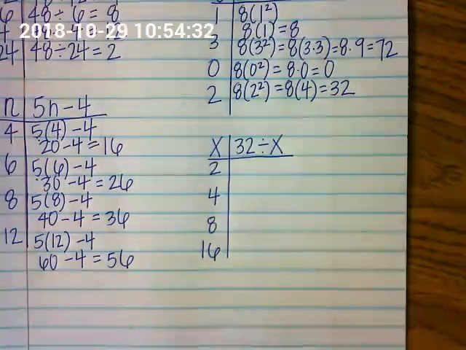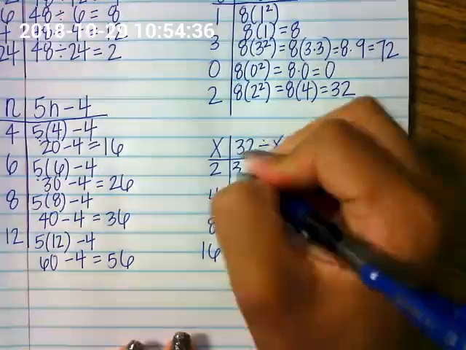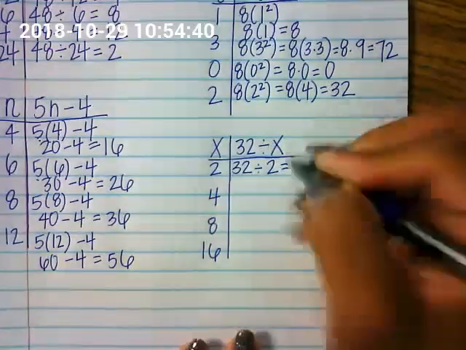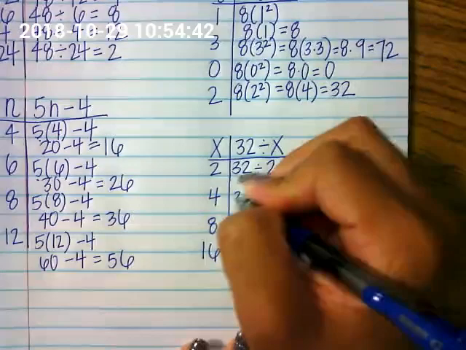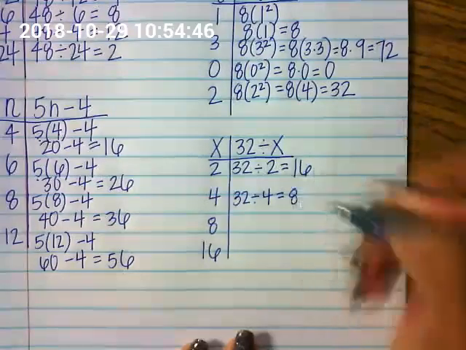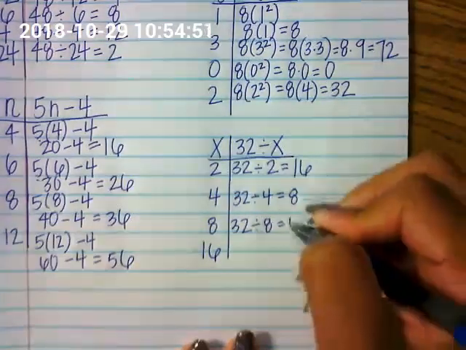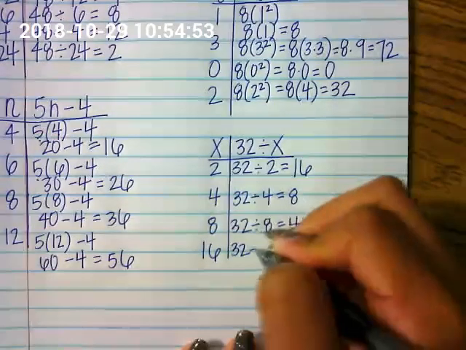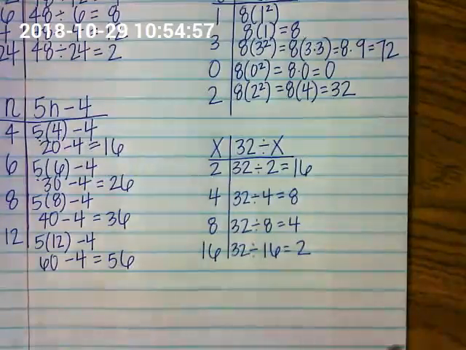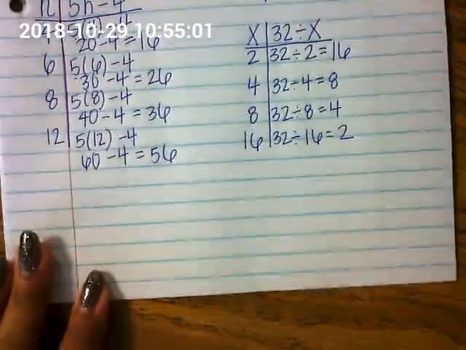All right, I'm seeing some good work on your paper. So we have 32 divided by 2. That gives us what? 16. 32 divided by 4. That gives us what? 8. 32 divided by 8, 4. And 32 divided by 16, 2.